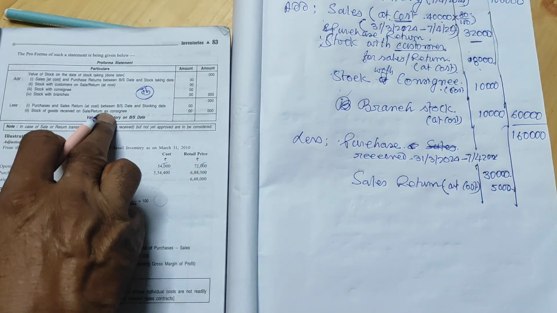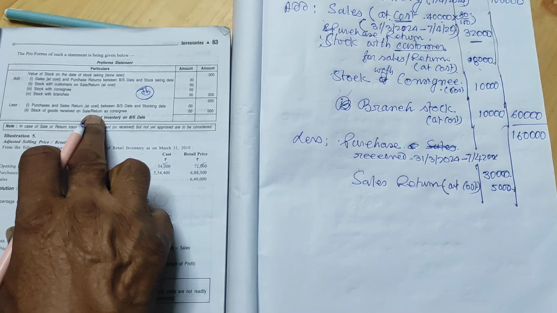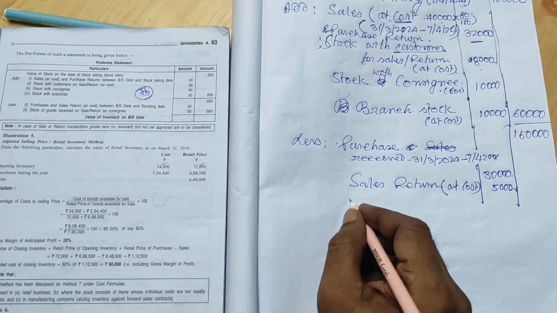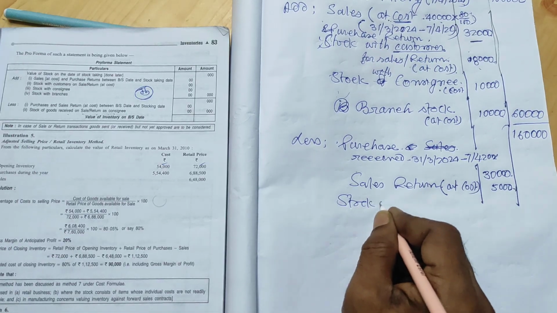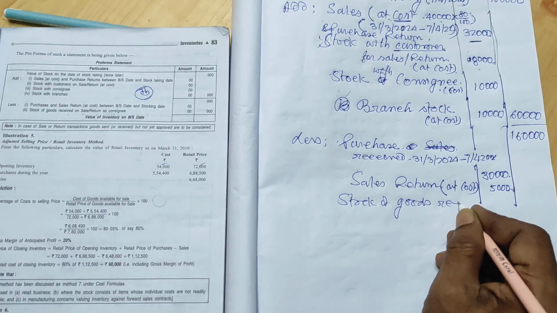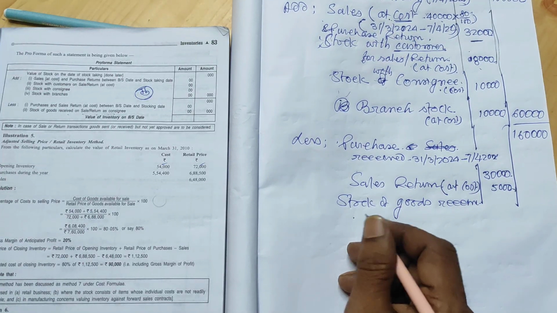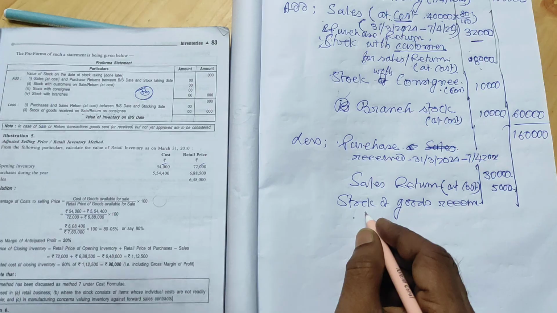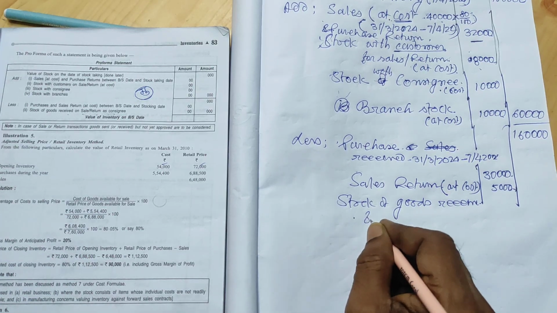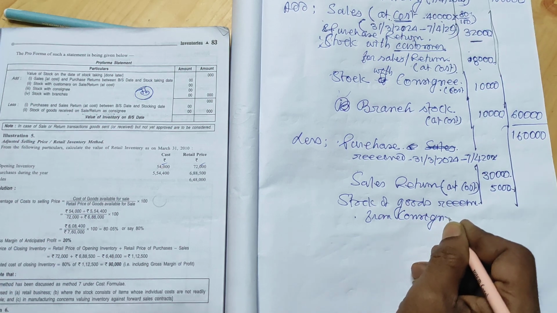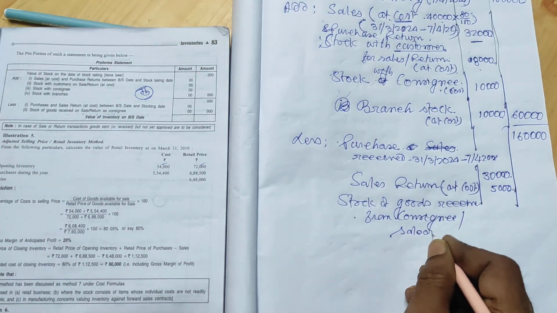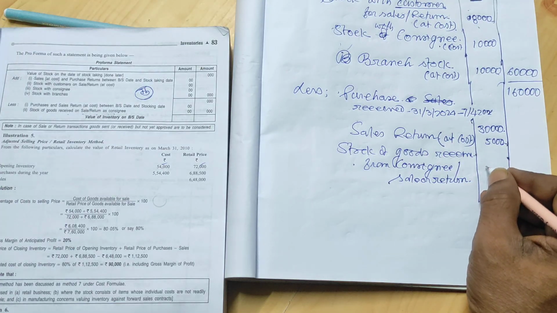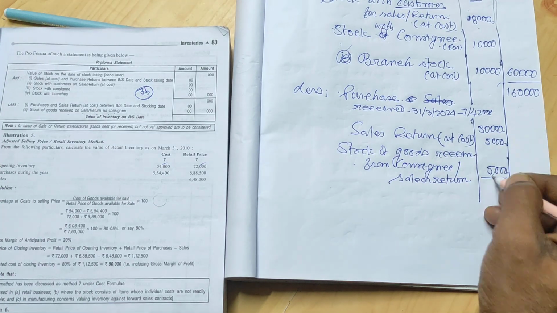Another thing is there. Stock of goods received on sale or return as consignee. It seems that some goods were sent earlier on sale or return, and now the return has come, or goods were given to a consignee and the consignee returned them. If any such goods are received during that period, you have to take into consideration, it is another 5,000 rupees. So here it is 40,000 rupees minus.